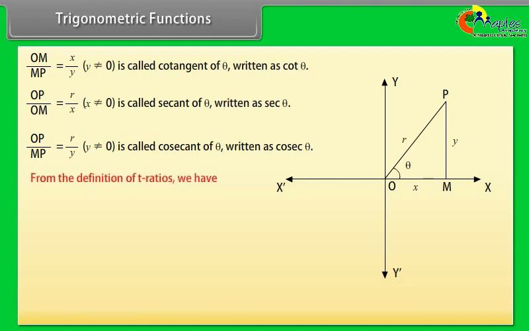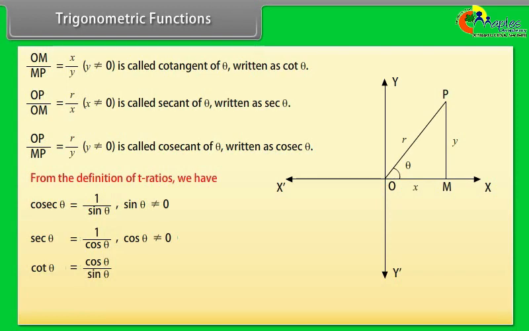From the definition of T ratios, we have cosec theta equals 1 by sin theta, sin theta not equal to 0. Sec theta equals 1 by cos theta, cos theta not equal to 0. Cot theta equals cos theta upon sin theta, sin theta not equal to 0. Tan theta equals sin theta by cos theta, cos theta not equal to 0.